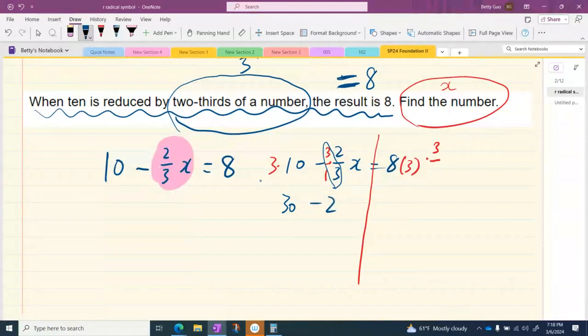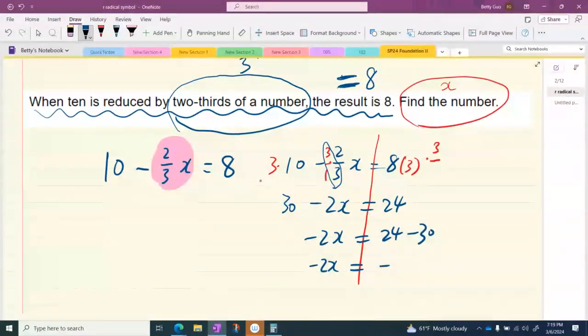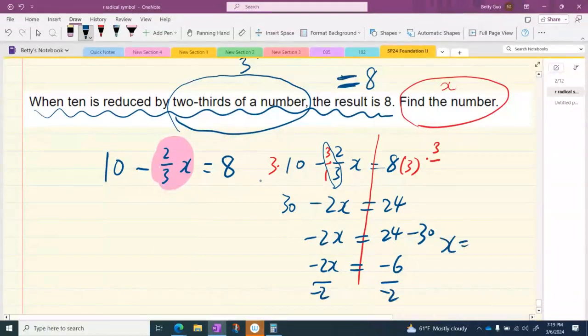We have a negative 2x. On the right side, 8 times 3 is 24, right? And then I have negative 2x equals 24 minus 30. 24 minus 30 is negative 6. And divide each side by negative 2, we have x equals 3.